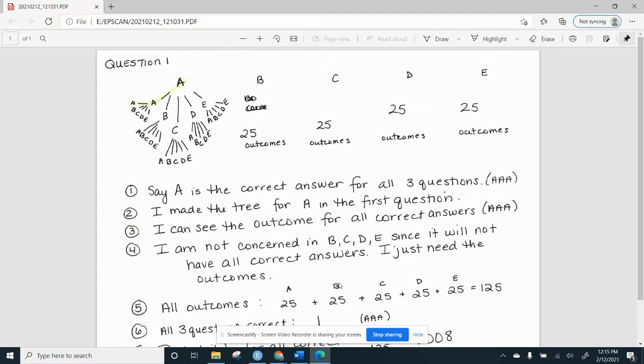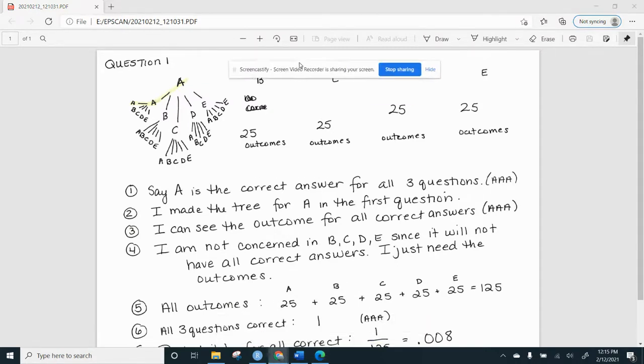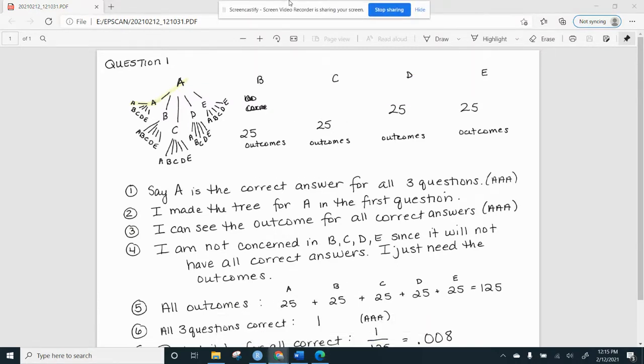Yours may be a little different. It may be like you have four questions and five answers. Something like that, but I'm going to show you what's going on. Okay, so I drew this by hand. It's not great, I know that, but if I did it in Word, it looked even worse.